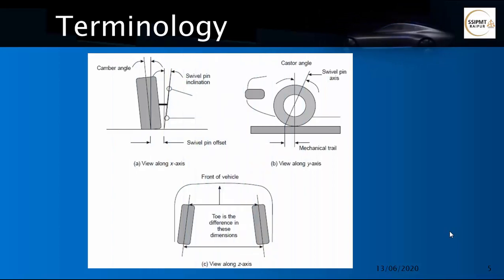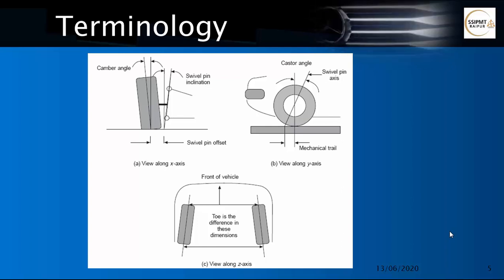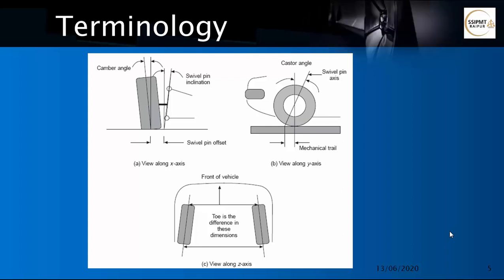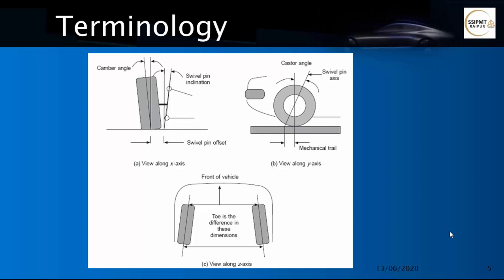Before we start the suspension system, let's understand the basic tire terminology, right? So first is camber angle. What is camber angle? Camber angle is the angle between the wheel plane and the vertical. So this angle is known as a camber angle, right?